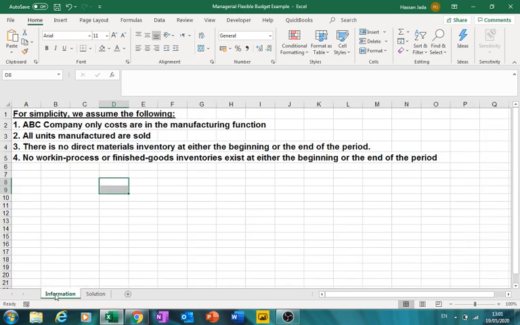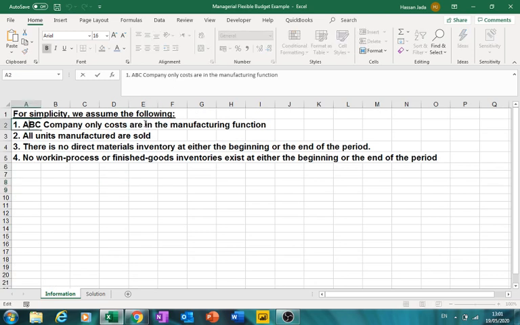Here we have information about this example. For simplicity, we assume the following: for ABC company, our company, the only costs are the manufacturing costs. We don't have selling or administrative costs, for simplicity.